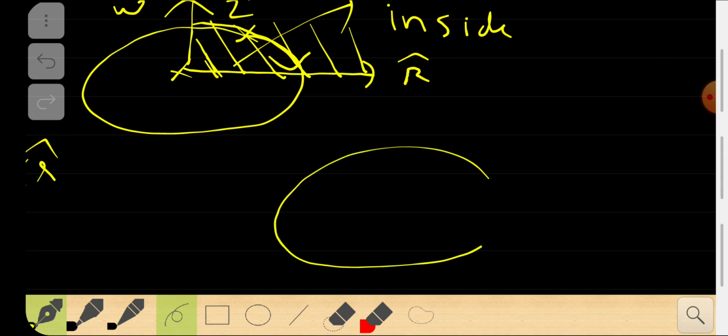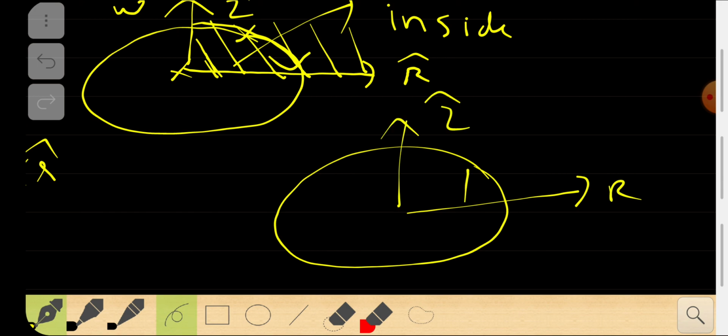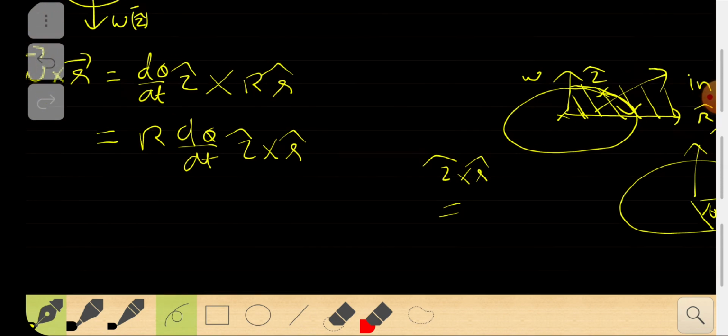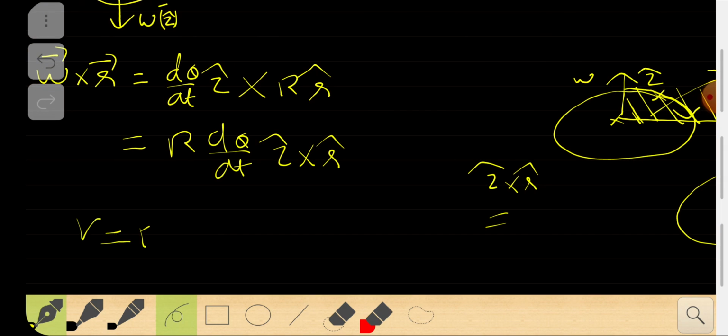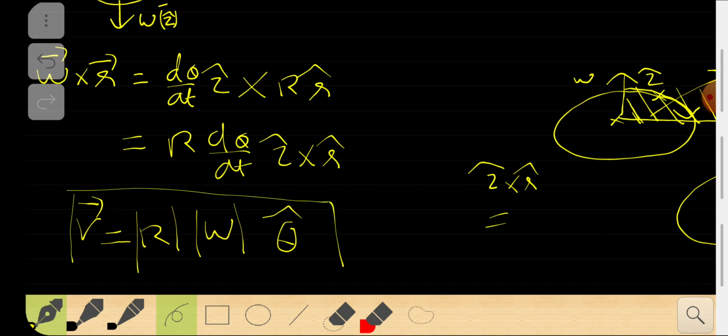So what is that direction? If you have a circular path like this, then this is the radial direction, the r cap direction. Then what will be this direction? That direction will be the change in theta direction, so it will be the theta cap direction. So the velocity vector is in the theta cap direction. You can say that the velocity vector is equal to the magnitude of r times omega times theta cap. That's the velocity vector, which we have already found out in a different manner.